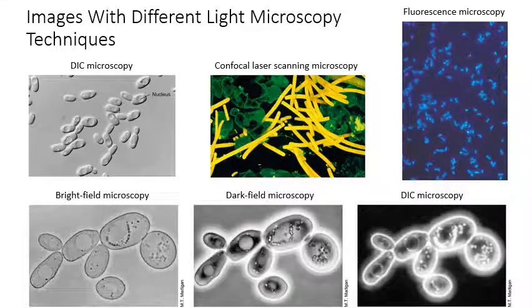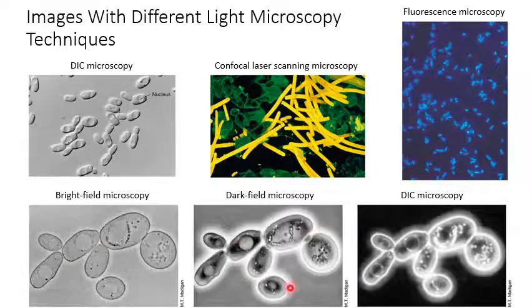So these are examples of images that are taken with those different techniques. First we have bright field down here. That's bright field without staining. As you can see, the cells are basically the same color as the background. So you can see them, but it's kind of hard to see details in those cells.